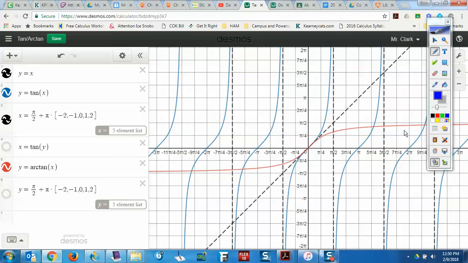Remember, tangent's positive in the first quadrant, negative in the fourth quadrant. So that'll give us all the values that we need, but it's going to be negative pi halves to pi halves. Okay, so that's why it gives us what it gives. Cosine's kind of the weird one. Cosine just goes 0 to pi. That's quadrants 1 and 2.